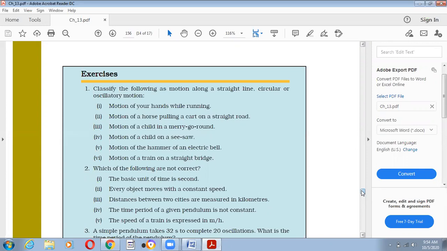Then next we have motion of a horse pulling a cart on a straight road. Now look at here, the motion is on a straight road. So what we can say, motion of horse pulling a cart on a straight road, that is a linear motion. Then motion of a child in a merry-go-round. You might have understood the merry-go-round swing. So that is circular.